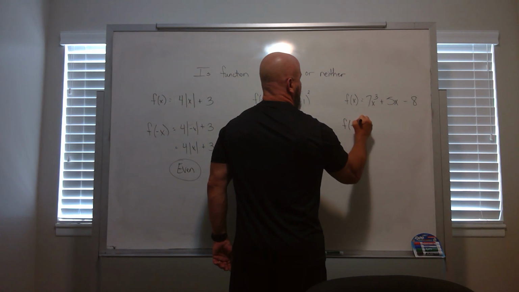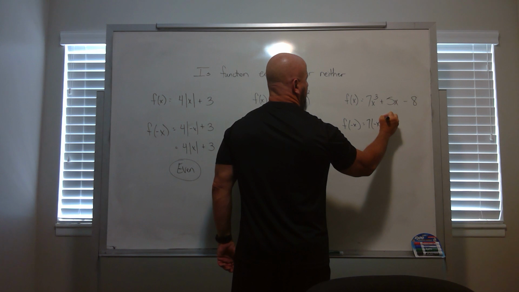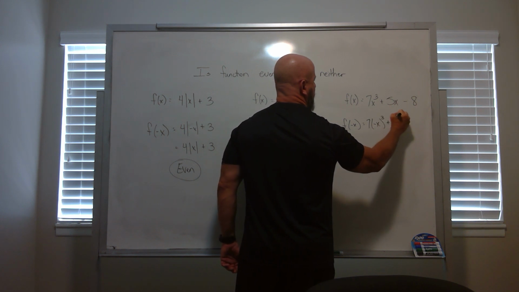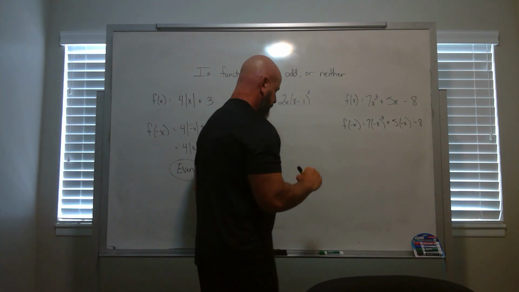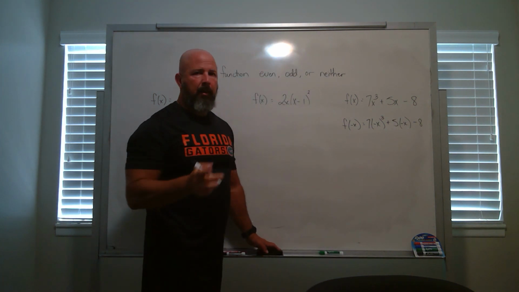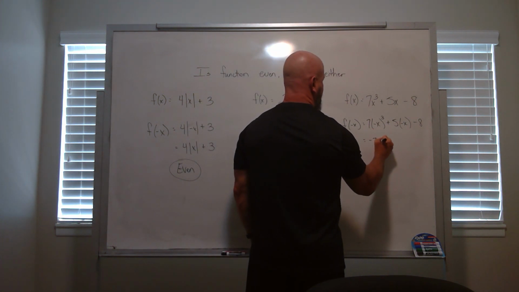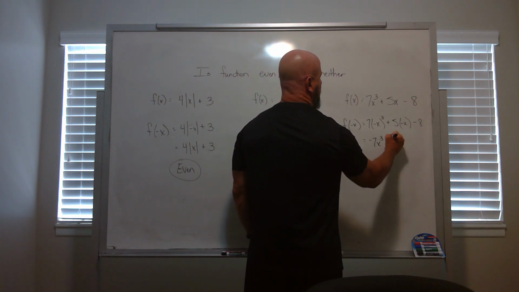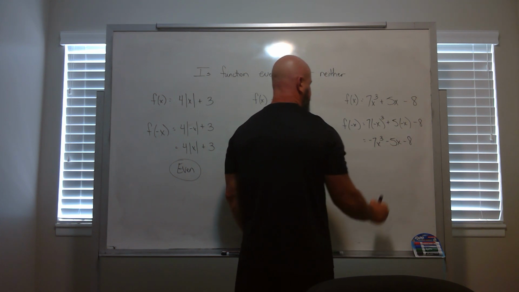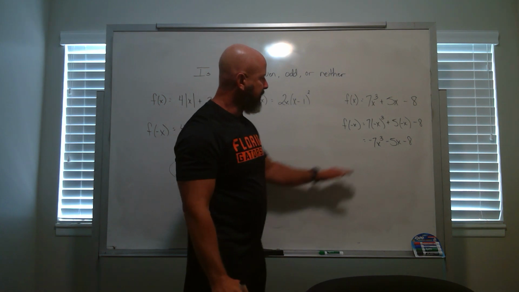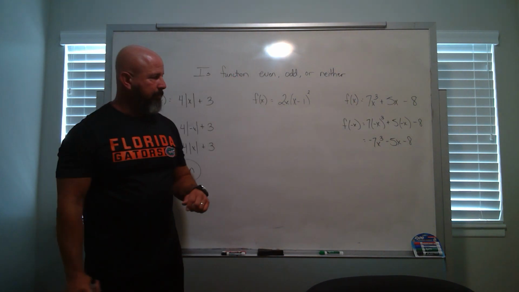I find f of negative x. 7 times negative x cubed, minus 5 times negative x, minus 8. If I cube a negative, that gives me a negative. So this will be negative 7x cubed, minus 5x, minus 8. Is this exactly the same? No, it's not the exact same, so it's not even.